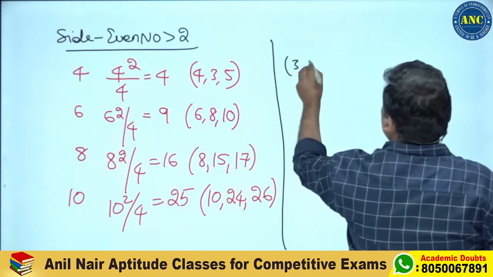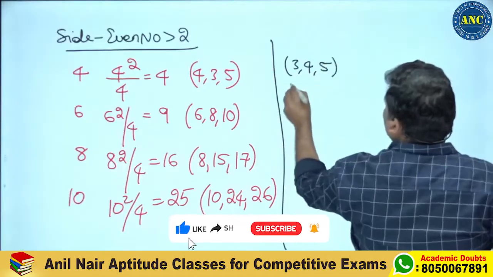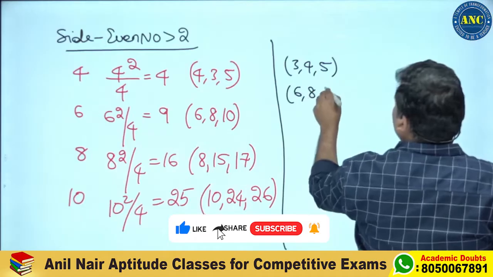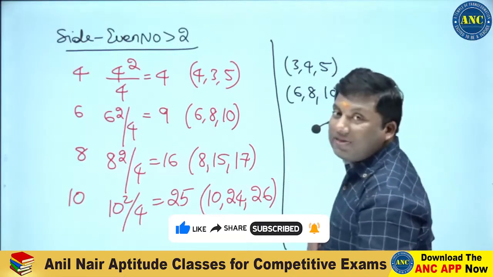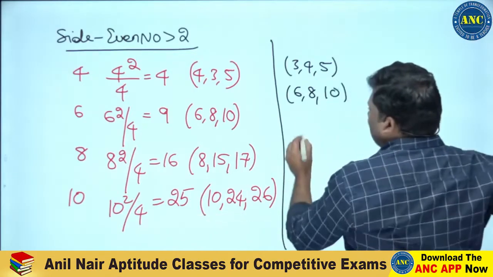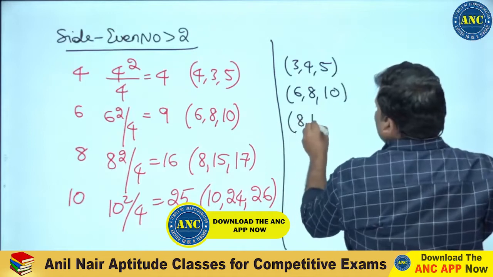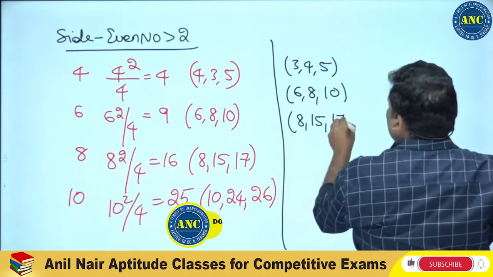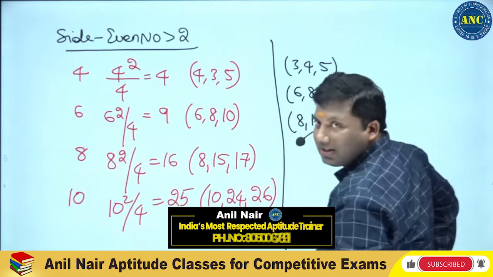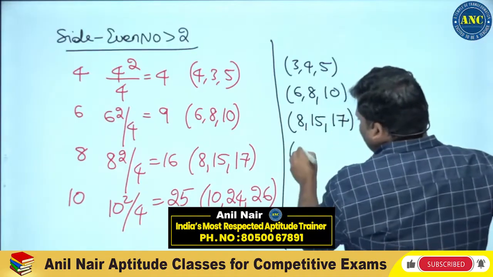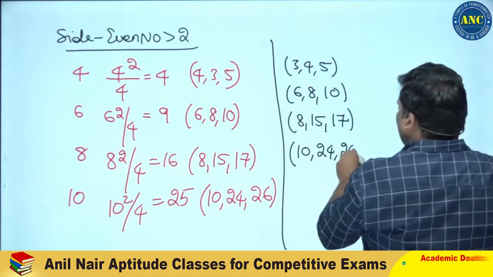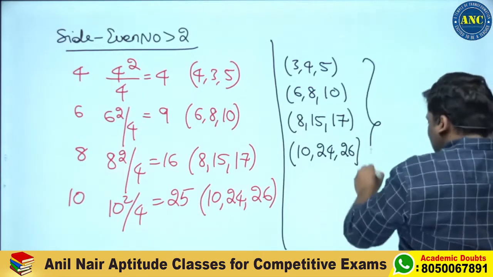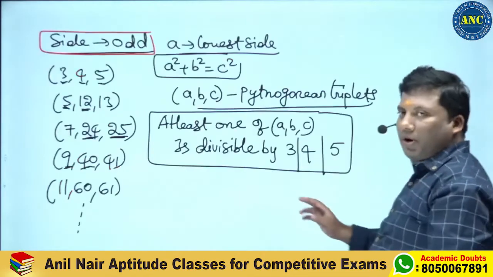Let me write down the triplets. 3, 4, 5 and 6, 8, 10. One of them is divisible by 3, one of them is divisible by 4, and one of them is divisible by 5. 8, 15, 17: 15 is divisible by 3 and 8 is divisible by 4. Then 10, 24, 26, and so on and so forth. All these are also obeying this property.